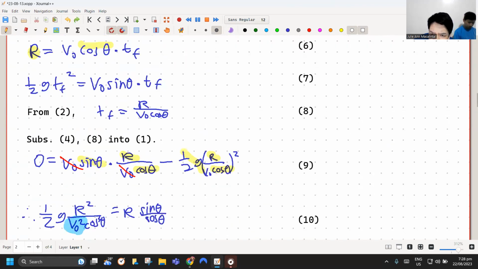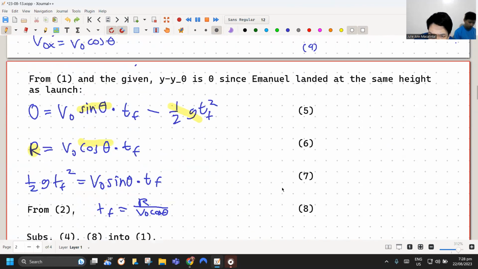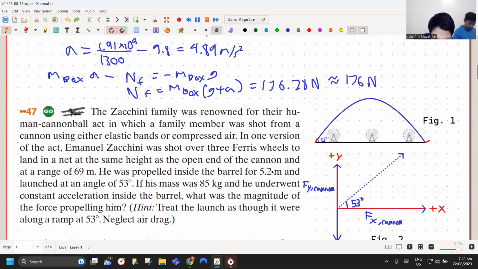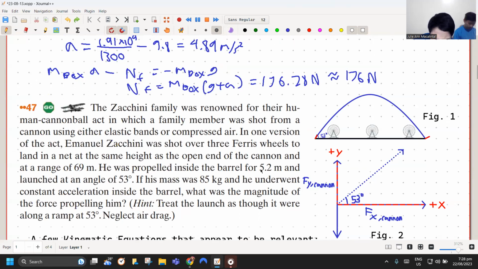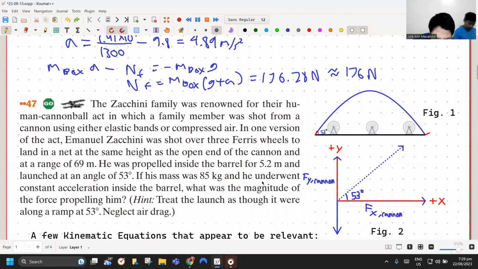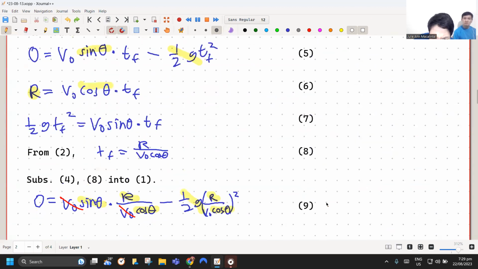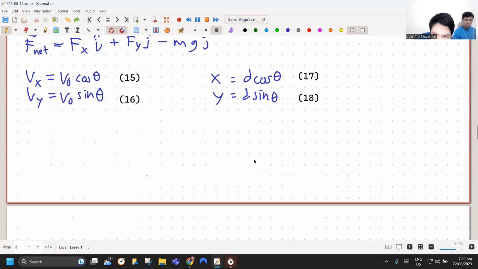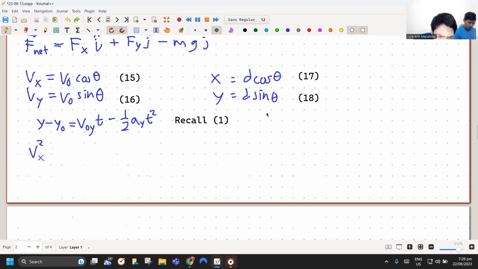What is d? D is the length of the cannon. Not really the length of the cannon, more like the length of the cannon in which the Zacchini was propelled from. So that's 5.2 meters. It's not necessarily the length of the entire cannon, just the length of the hole which it was in. So there, we have y minus y0 is 0. So this is just equation 1.